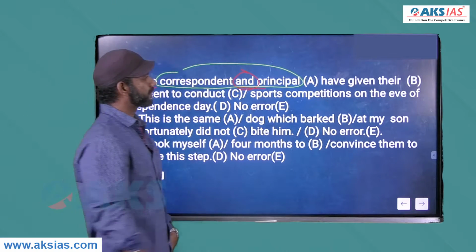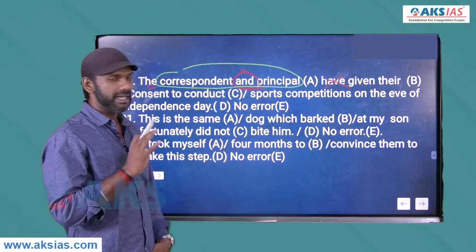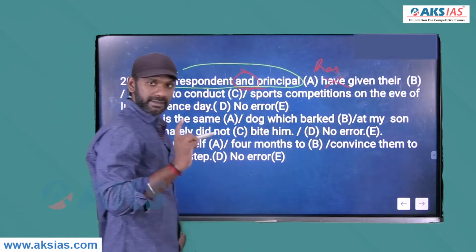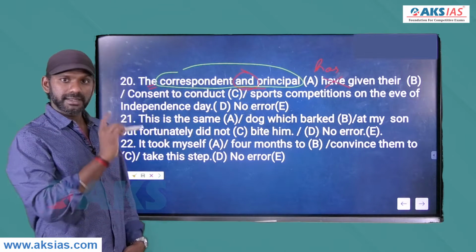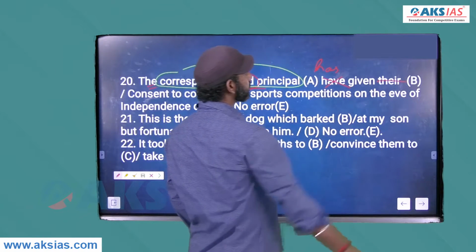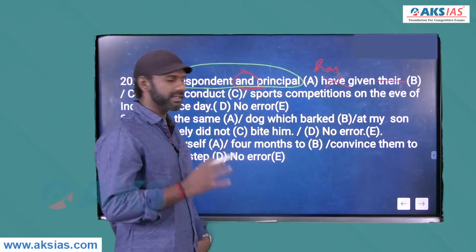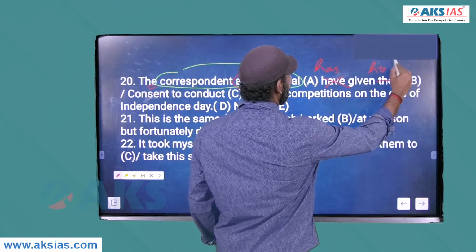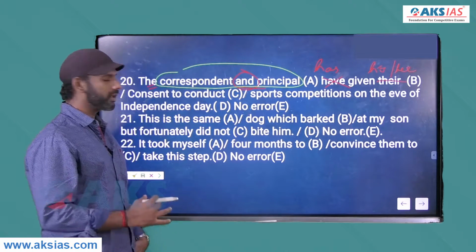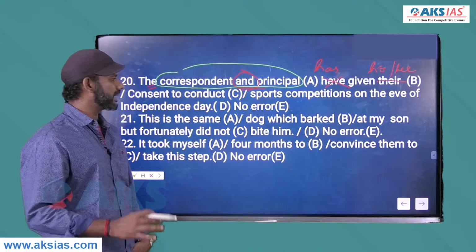The correspondent and principal have given, the subject is singular, so the verb must also be singular. Have is a plural verb. It cannot be have, it must be has. That is one error. We have one more error in the same part. Has given their consent. Their is a plural pronoun. As the subject is singular, the pronoun must also be singular. So it cannot be their, it must be his or her. The correspondent and principal has given his or her consent to conduct sports competitions on the eve of Independence Day.